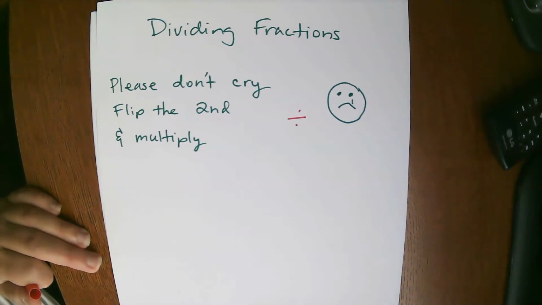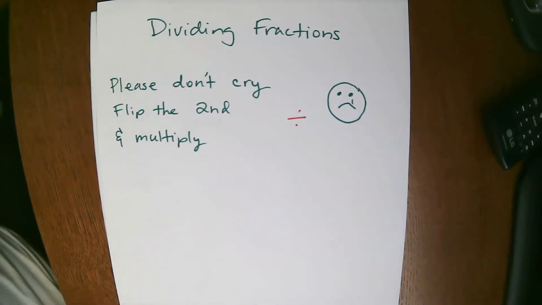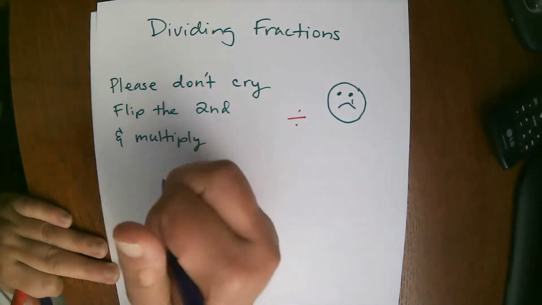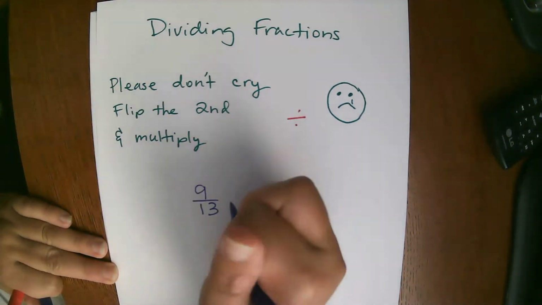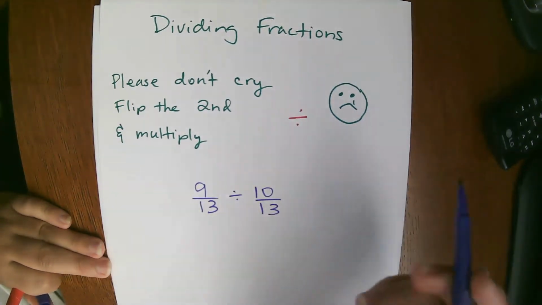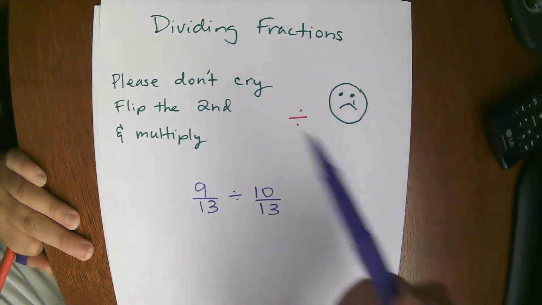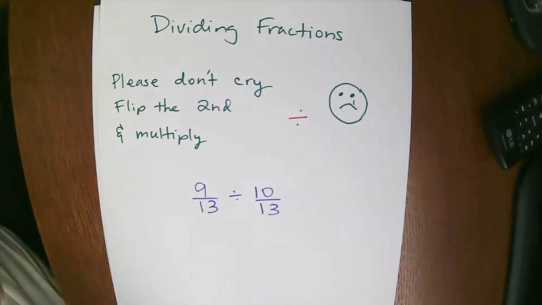All right. So let's look at an example here. We have, hopefully you've written this down, 9 over 13 divided by 10 over 13. So we're going to use our little handy poem. Please don't cry. Okay, I'll try not to. Flip the second. Okay, second what? We're talking about the second fraction. So the second fraction is 10 over 13.